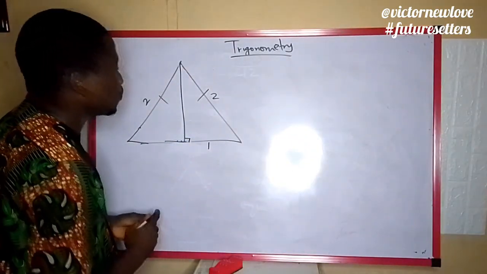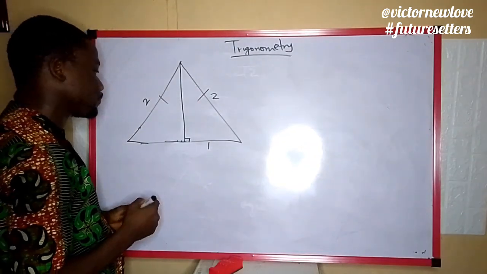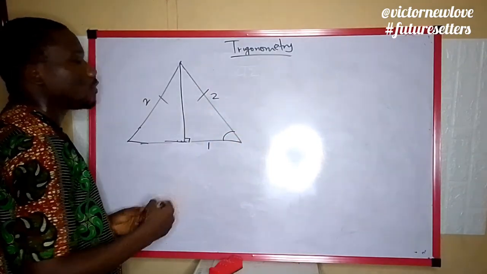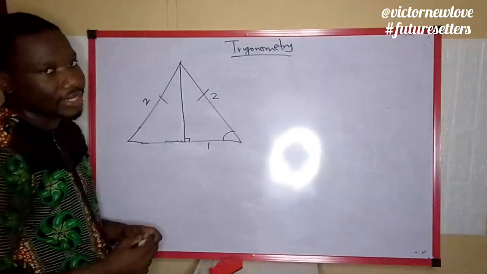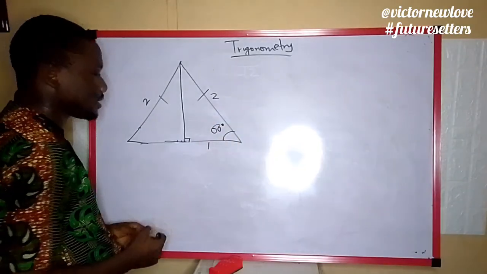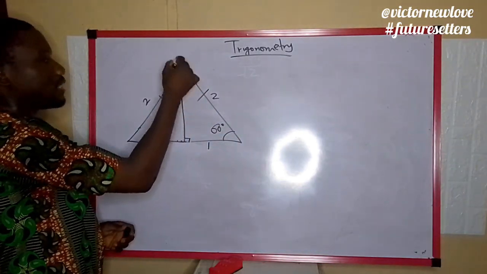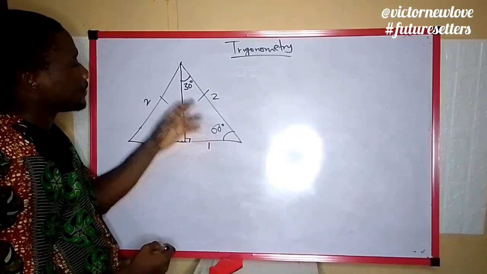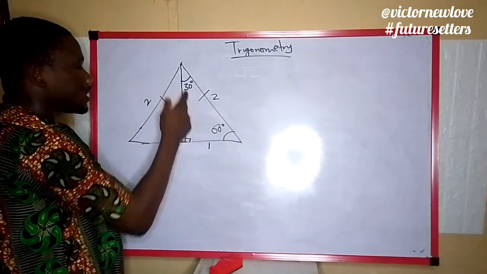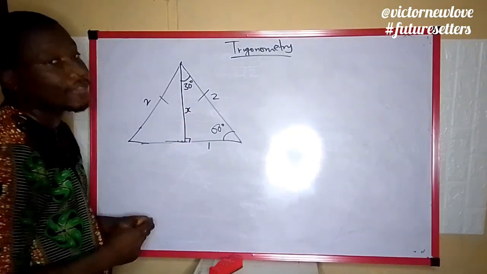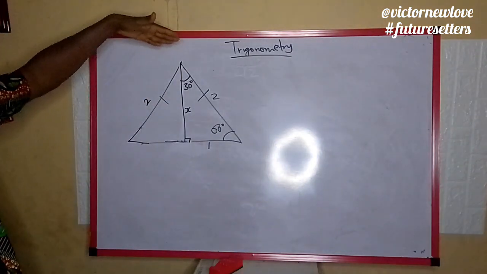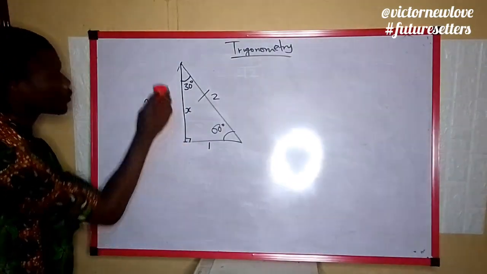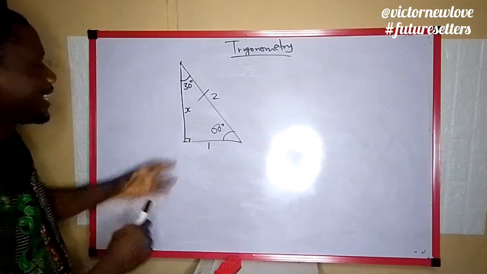Now take note of this diagram. In a triangle, the sum of all the angles is equal to 180 degrees. Since it is an equilateral triangle, this angle is 60 degrees. Since we are dividing it into 2, here is 30 degrees. Here we don't know what this side is, so let's call it x. Now let's clean the other part of the triangle and focus our attention on this right angle triangle.